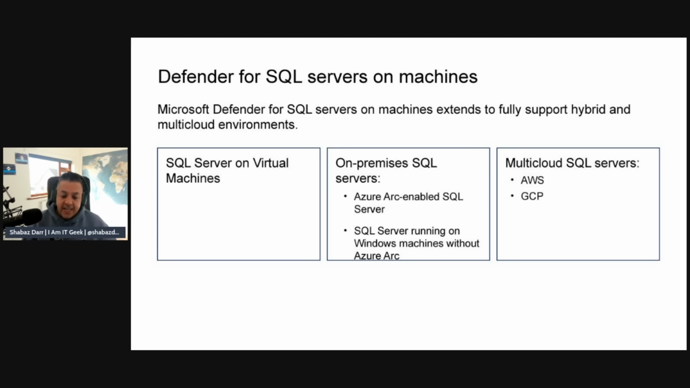It includes SQL Server on virtual machines, on-premises SQL servers, Azure Arc enabled SQL servers, SQL servers running on Windows machines without Azure Arc, and then multi-cloud SQL servers as well. So you can connect AWS accounts to Microsoft Defender for Cloud, and obviously we know we can connect GCP as well.